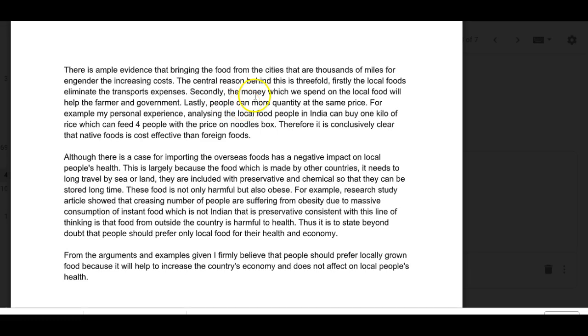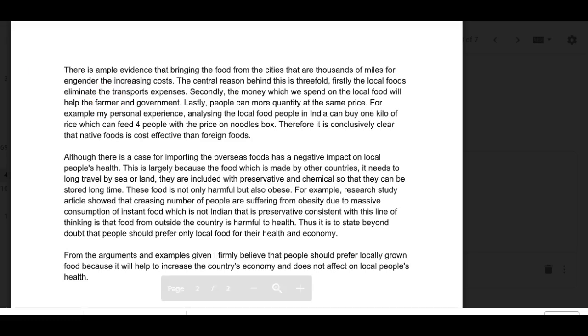Lastly, people can buy more quantities, I guess, at the same price. For example, my personal experience, comma here, analyzing local food, people in India can buy 1 kilo of rice, which can feed 4 people with the price of noodles box. Okay, let's fix the grammar here again, please. For example, from my personal experience, by analyzing the local food people in India can buy, comma, 1 kilo of rice can feed 4 people with the price, at the same price as a noodle box, which is imported. Therefore, it is conclusively clear that native food is more cost-effective than foreign foods. Okay?